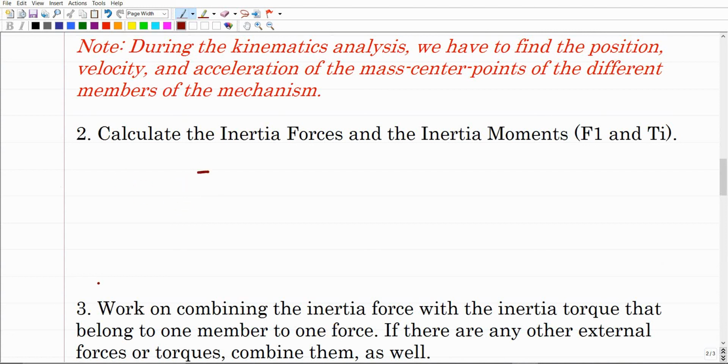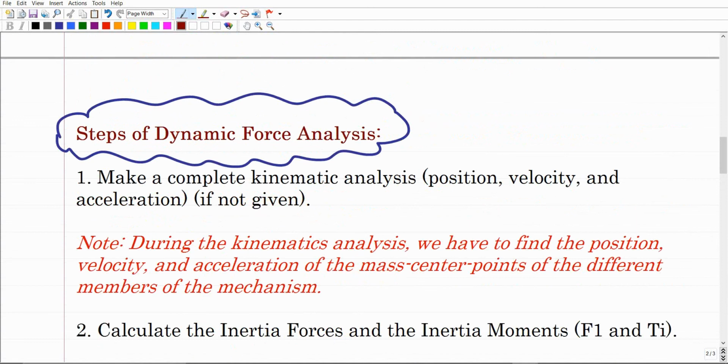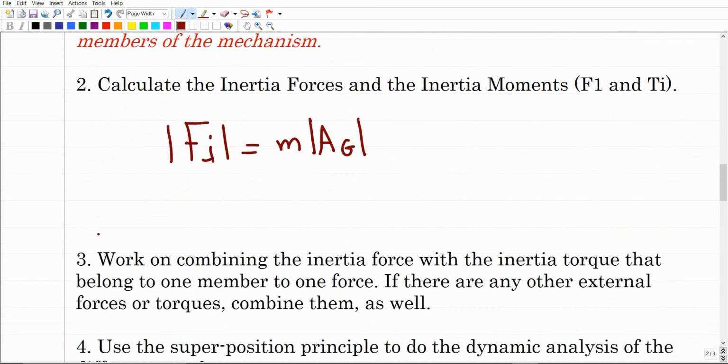Generally speaking, for the inertia force, you're going to calculate the magnitude. It should equal the mass times the acceleration of the mass center of this member, and this is going to be the magnitude of the acceleration. The acceleration magnitude will be given to us, or if it is not given, we have to finish the kinematic analysis part, come up with a value for this aG, multiply it by the mass of the link, as long as the link has a significant mass, and substitute, and you're going to end up with the inertia force.